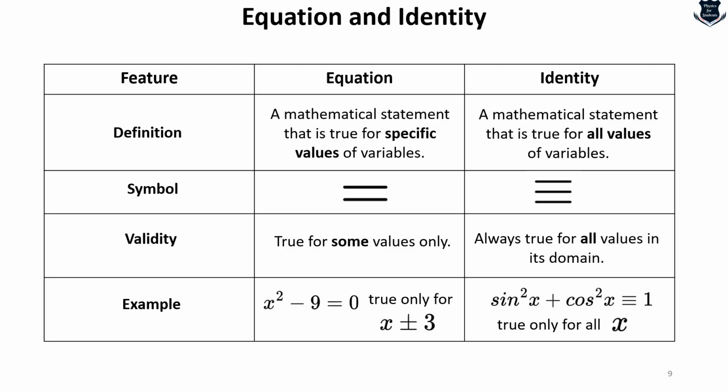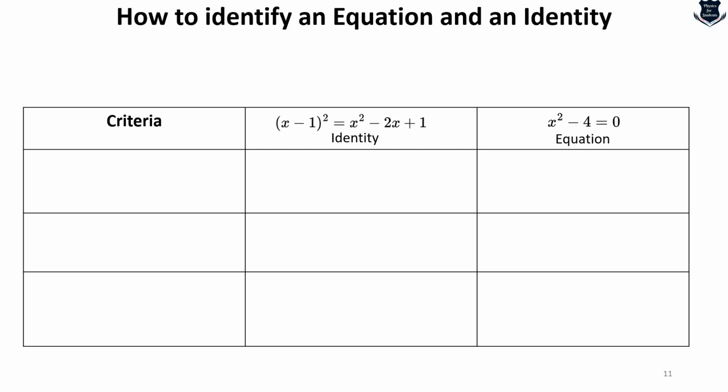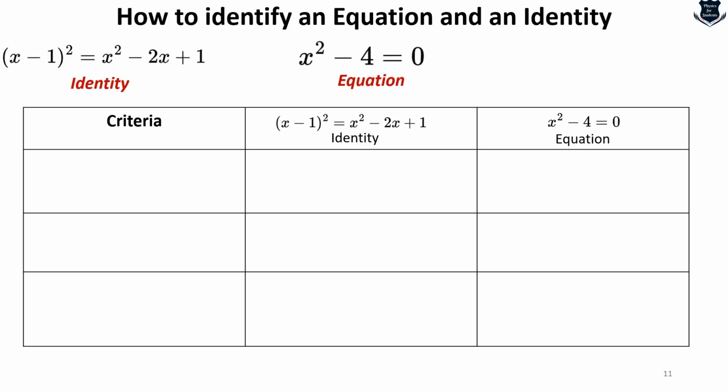And it is identical 1 when true for only value x. So this is the relation, but the next question is very important. How do we identify an equation and an identity? That means how will we come to know whether this expression is an equation or an identity? Now here you can see the first criteria, we will take this as an equation, this as an identity.